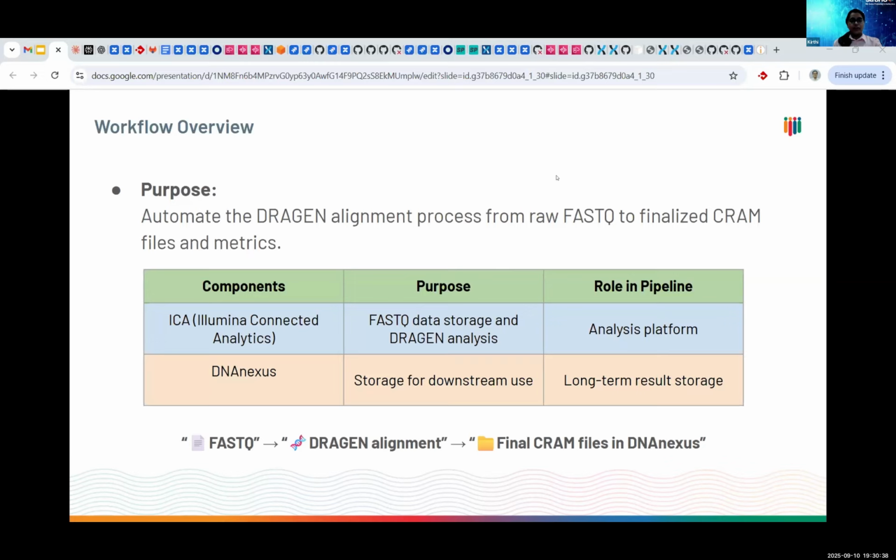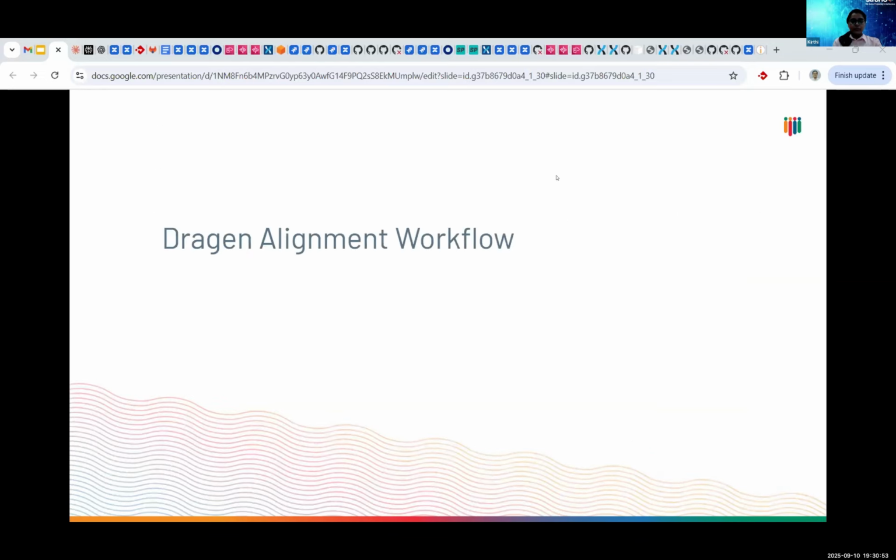ICA is the place where the alignment actually runs. It takes the FASTQs and uses the DRAGEN alignment to perform this cost-efficient alignment. And then DNAnexus is where we are going to store our final results. So now let us take a deep look into how this process is implemented inside the DRAGEN alignment state machine.